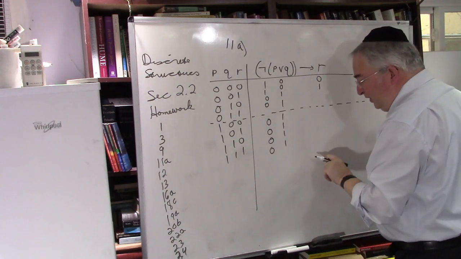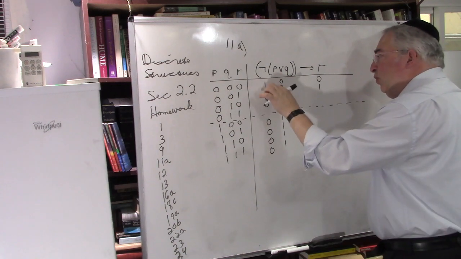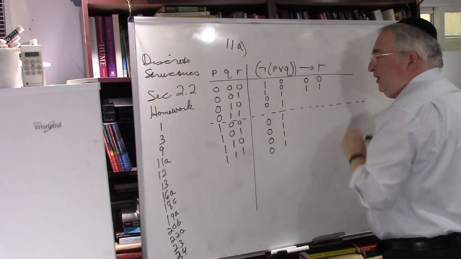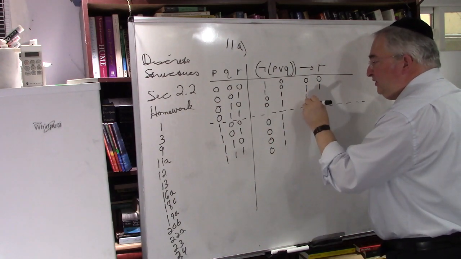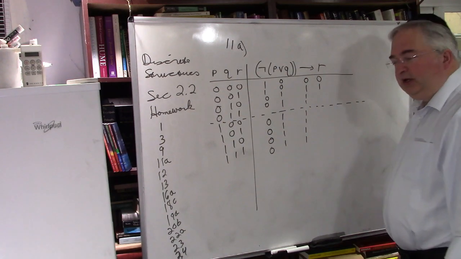I should really finish this R and then do the whole thing, but watch. This is called lazy evaluation. 1 arrow 0 is 0. 1 arrow 1 is 1. All the rest are zeros, so all this is 1. Finished. I don't even have to look at anything.